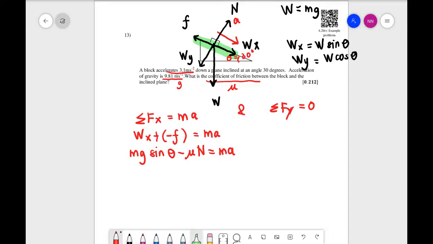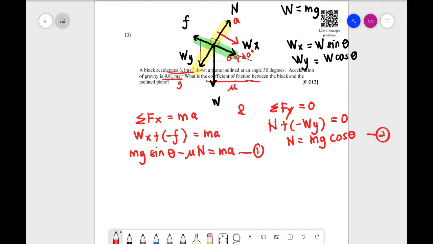So for the Y component, we have N and Wy. N is upward and Wy is downward, so Wy is negative. Maybe we can let N be the subject. So N equals Wy, where Wy is W cos theta and W equals mg. So N equals mg cos theta. This is equation 1 and this one is equation 2.